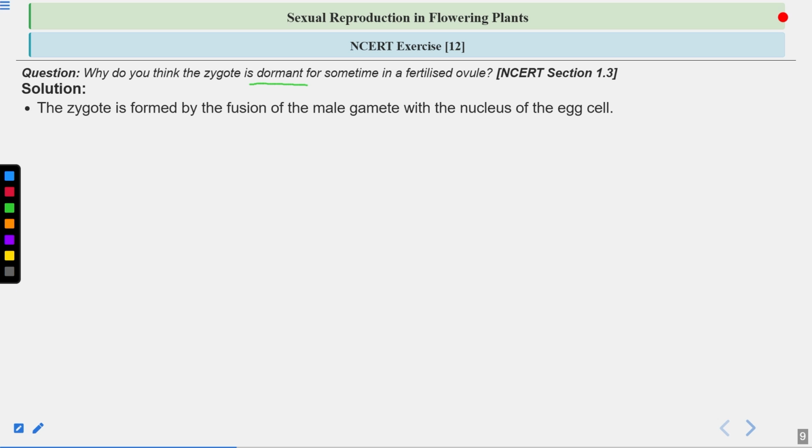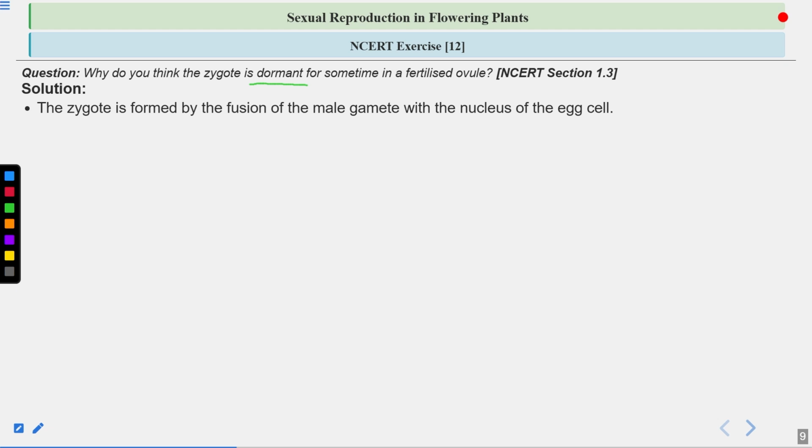We have read that when a zygote is formed, it divides, makes a number of cells, and the embryo is formed. But here, that also happens, but after some time. So why is it taking some time, and at that time what is happening in the zygote? The zygote ceases all its activity, all the metabolic activities are at the lowest level, and no division is taking place. So that is the dormant stage of the zygote.